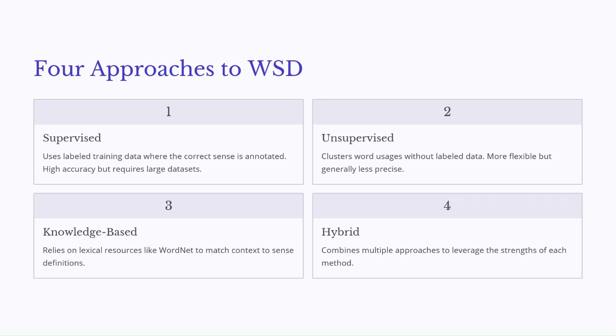Supervised means you can use labeled training data where the correct sense is annotated, high accuracy but requires large datasets. Unsupervised clusters word usages without labeled data, more flexible but generally less precise. Knowledge based relies on lexical resources like WordNet to match context to sense definitions. Hybrid combines multiple approaches to leverage the strengths of each method. So you can go with any one of the approaches based on the application you are going to use, and based on how much data you have. All that matters, so that you can choose any one of the approaches in WSD.